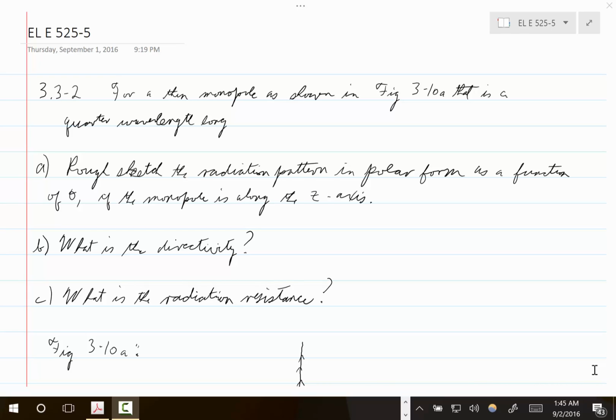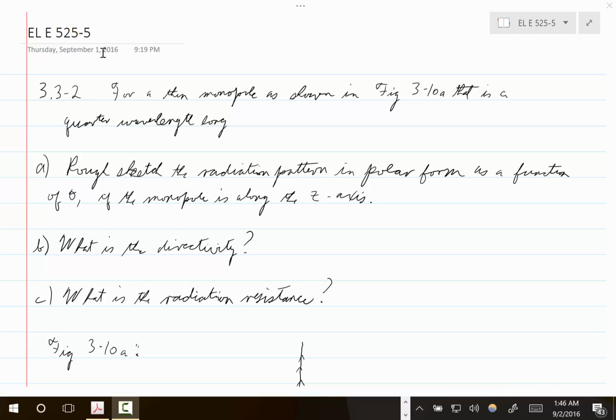We begin this lecture by working on a problem from Section 3 in Chapter 3, which deals with monopole antennas. And the particular question that we will be working on first is problem 3.3-2. And it goes as follows.